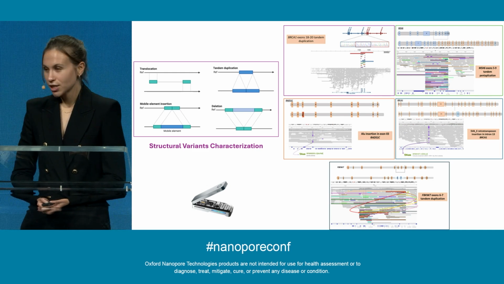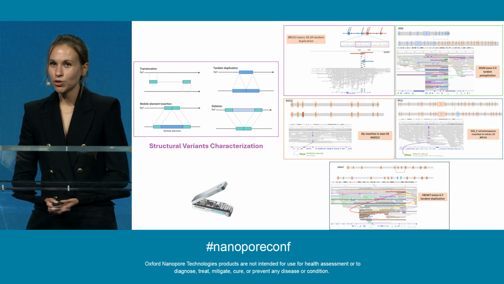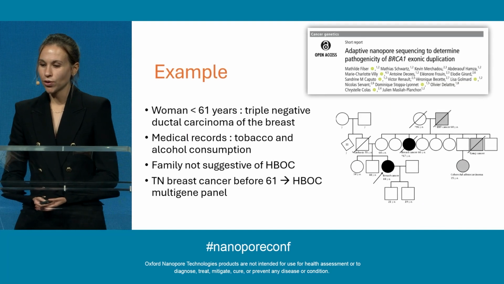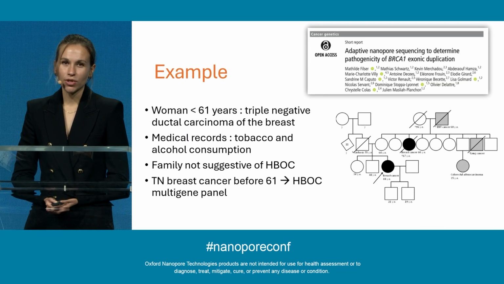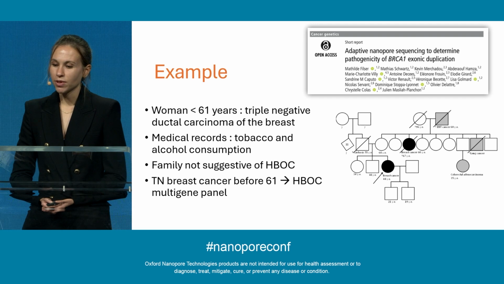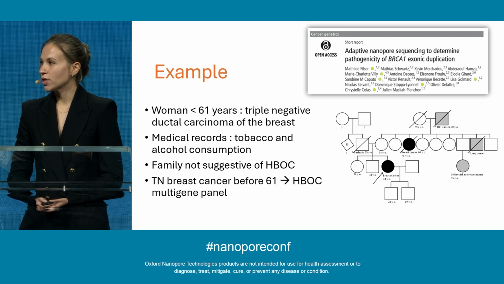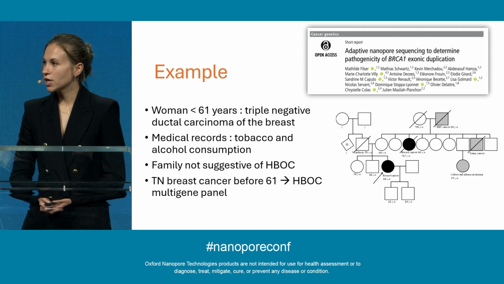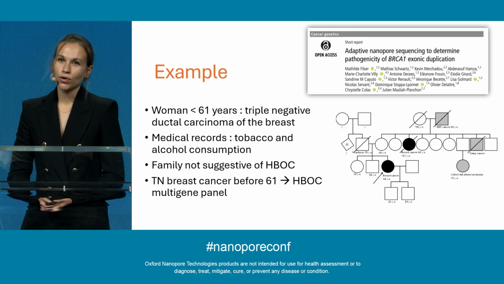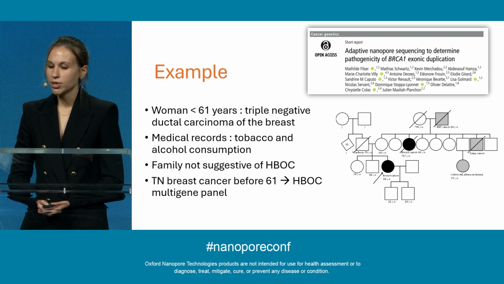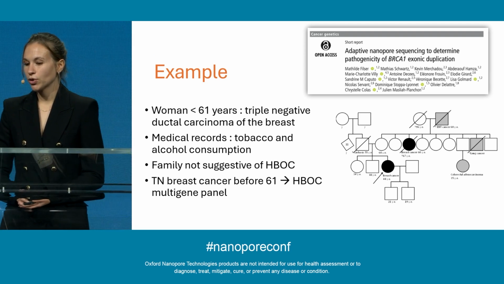And so this highlights the interest of long-read sequencing to differentiate between a duplication and a more complex one like a pentaplication. So to be a bit more concrete, I will present you one example that we published 1 year ago, which was the case of a woman before the age of 61, presenting with a triple negative ductal carcinoma of the breast. Her medical records reported tobacco and alcohol consumption, but as you can see on the family tree, her family was not really suggestive of a hereditary breast and ovarian cancer predisposition. But following the French recommendations, as she presented with a breast cancer before the age of 61, she was prescribed a HBOC multigene panel.